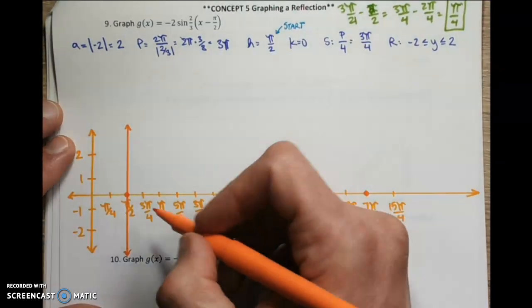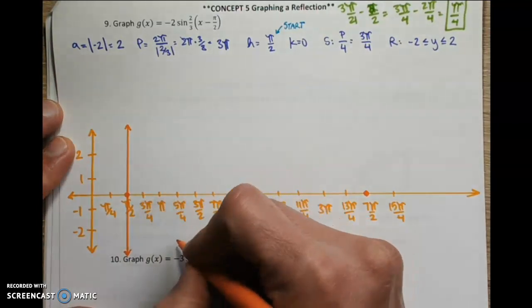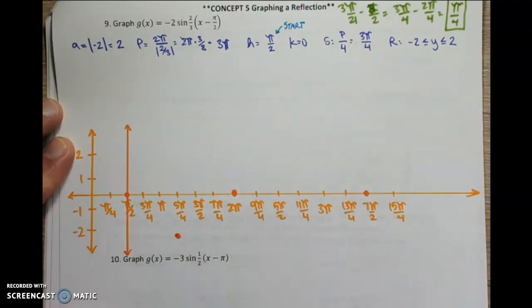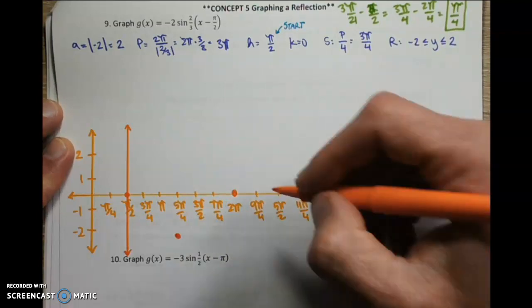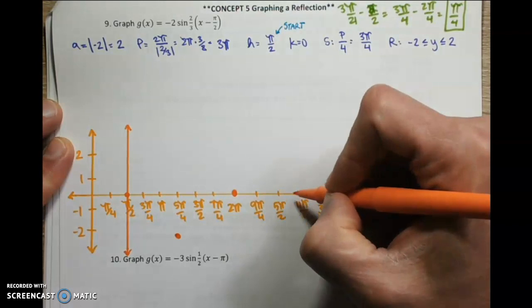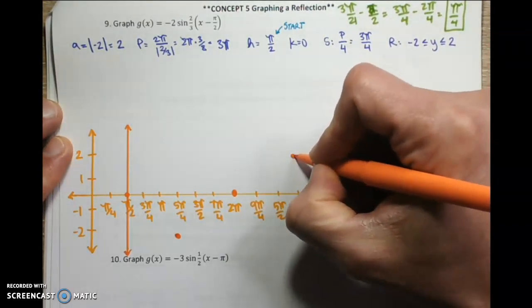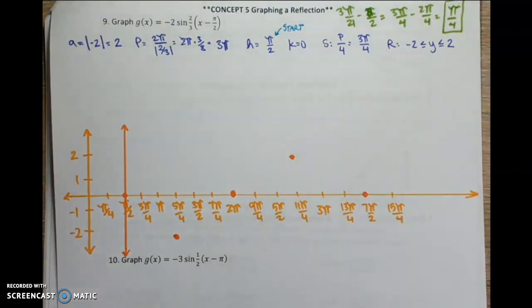Now if I cut that in half, 1, 2, 3, that's where my minimum point is, and that's going to be right there at the -2. 5 pi over 4, -2. And if I count 1, 2, 3, 2, 3, that's where my max value is going to be, right there at 11 pi over 4, 2.